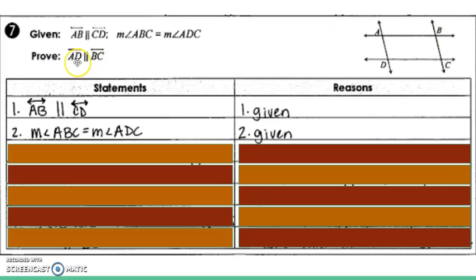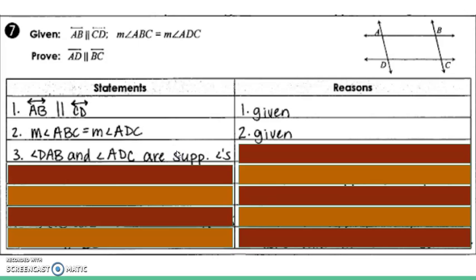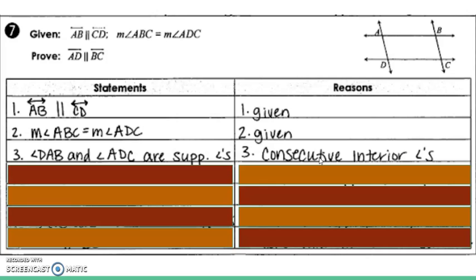In order to prove that AD is parallel to BC, we need to get our angle relationships to where they're dealing with one transversal. So right now they told us that ADC and ABC are equal, and they don't have the same transversal. So we need to somehow move one of our angles. When we do that, we can say that the angle of DAB and the angle of ADC are supplementary angles. They're supplementary because I have consecutive interior angles or same side interior angles. And that is our reason.